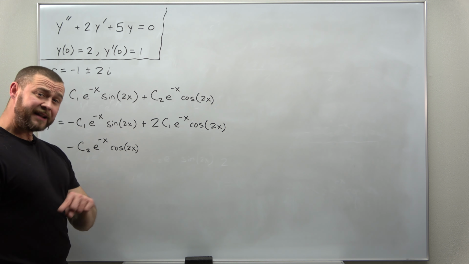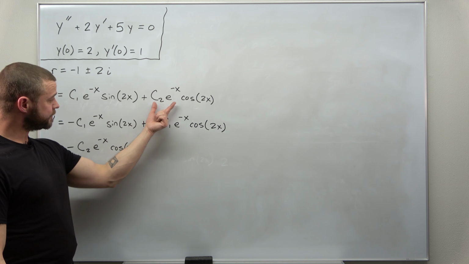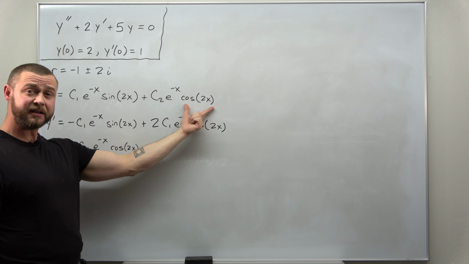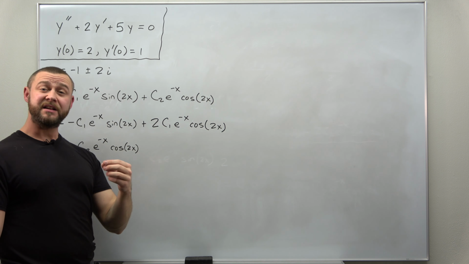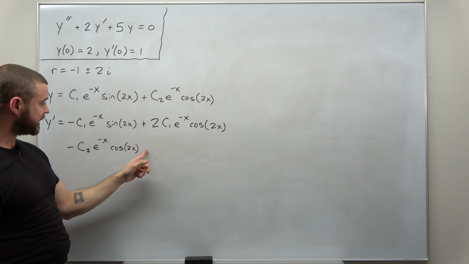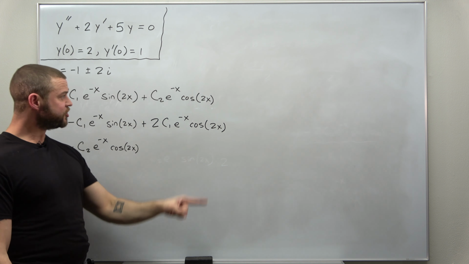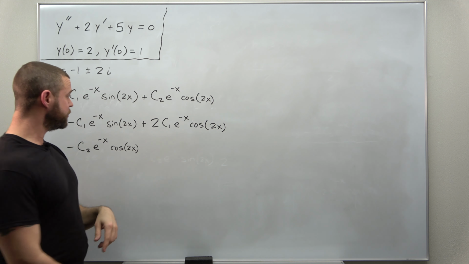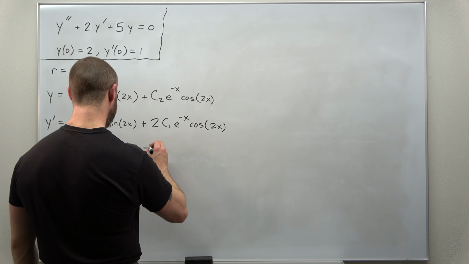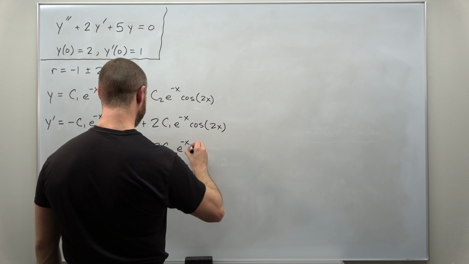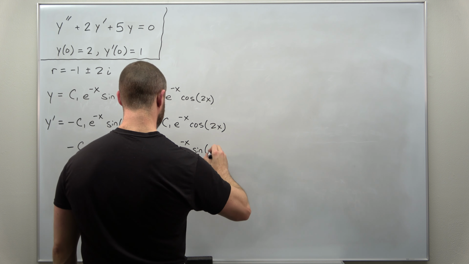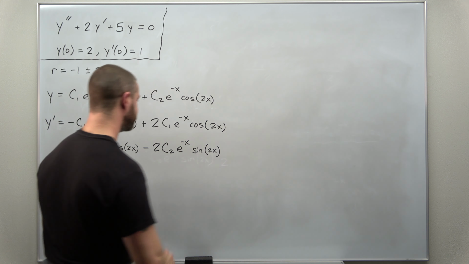And now we add to that the first function times the derivative of the second, but we know the derivative of cosine is negative sine. So there's actually going to be a negative there, and the chain rule gives us another factor of 2. So we'll write that as minus 2 c2 e to the negative x times sine of 2x.